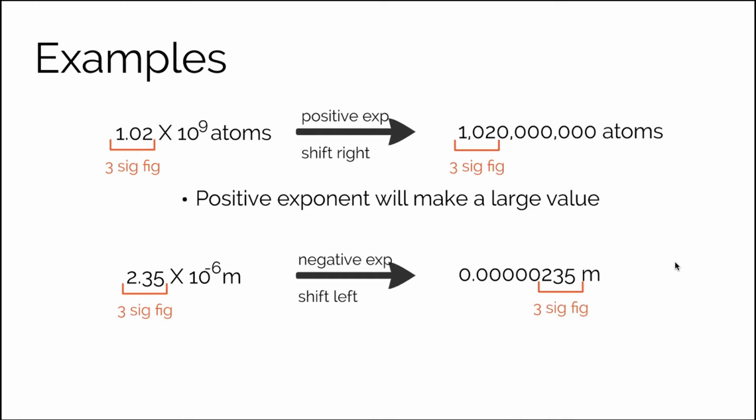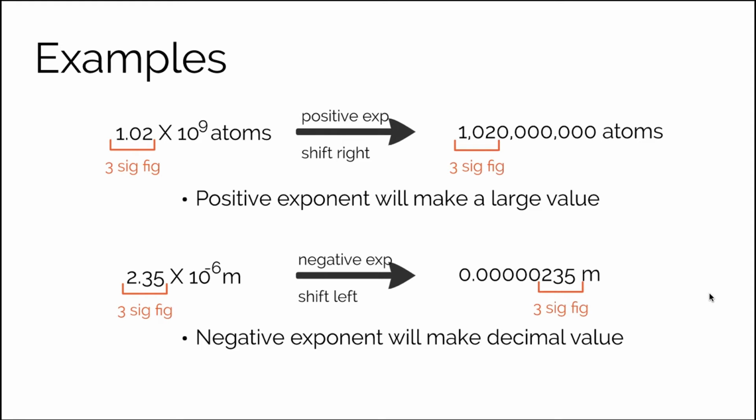And again, notice that we didn't lose any significant figures and we didn't gain any of them either. We still have just 3 significant figures in both of these values. They just look slightly different. And so keep in mind for this one that the negative exponents will give you these very small decimal numbers.